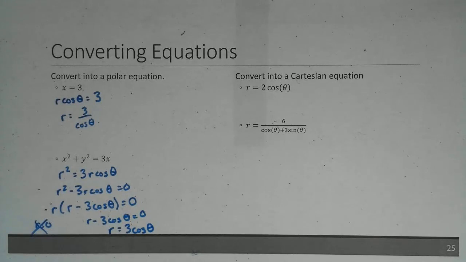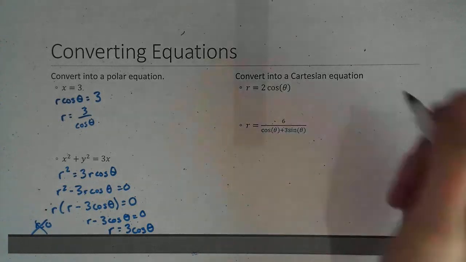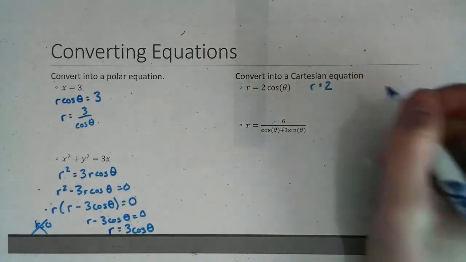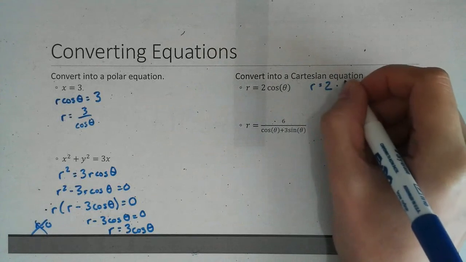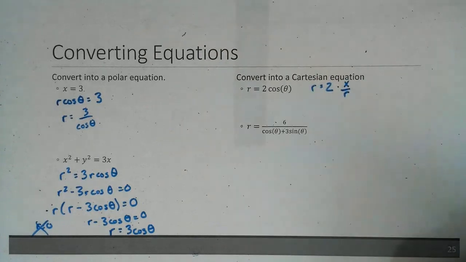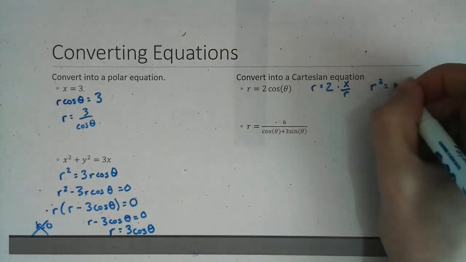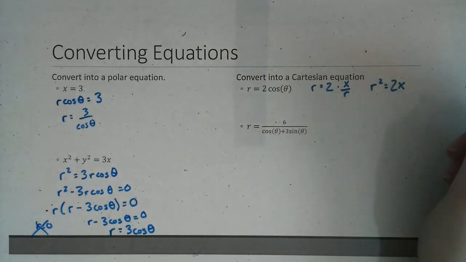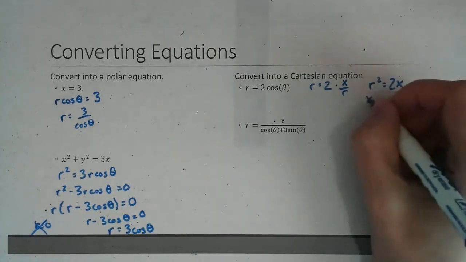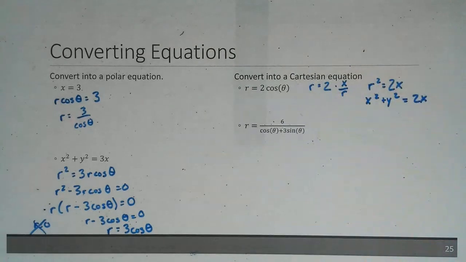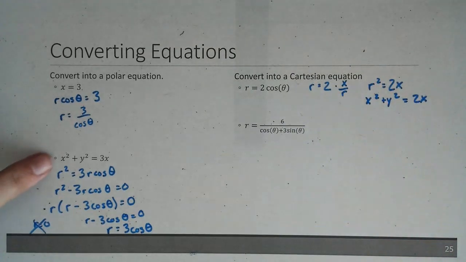Next, we're going to go the other way. If r is equal to 2 times the cosine of theta, we want to switch this into terms of x and y. This one's kind of cool. r is equal to 2 times, what do we know about the cosine of theta? That's x over r. If I multiply both sides by r, we get r squared is equal to 2x. Now we know r squared is x squared plus y squared. And that's just how we're going to leave it. x squared plus y squared equals 2x. You'll notice it looks similar to this one.